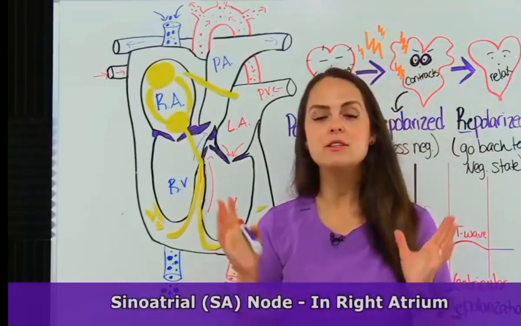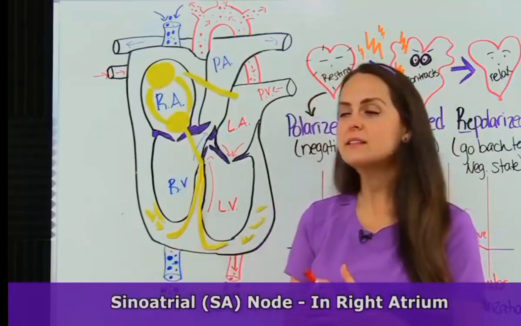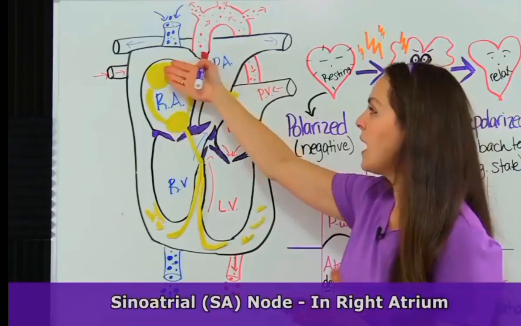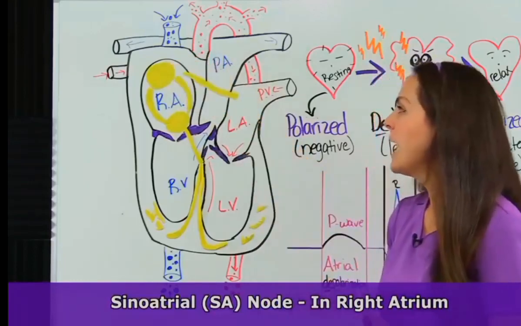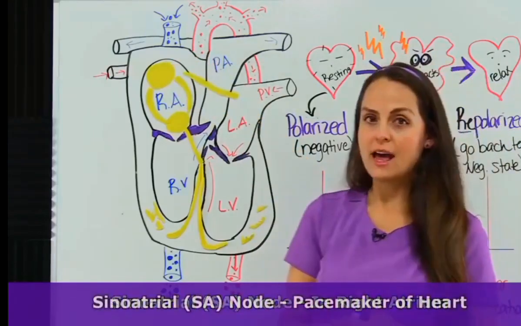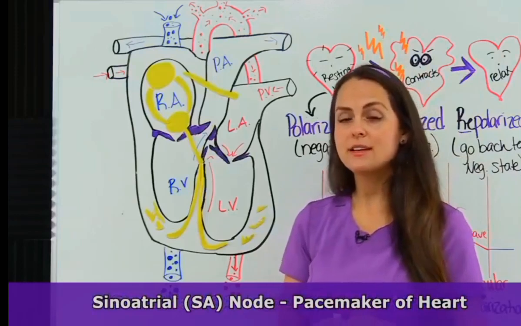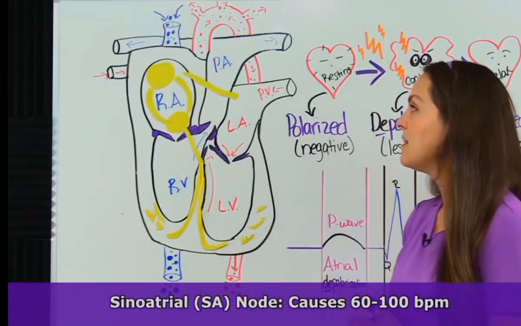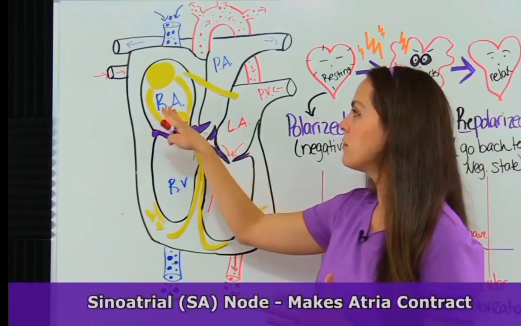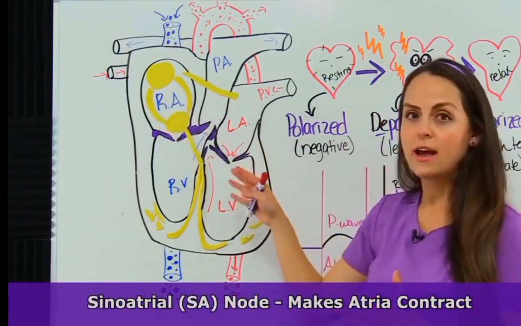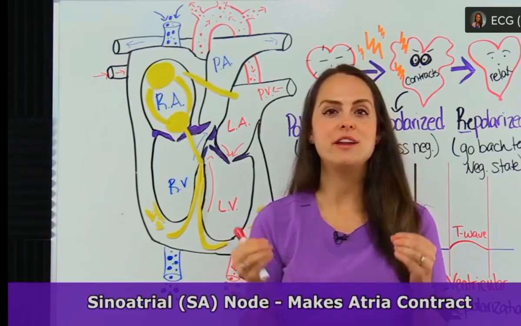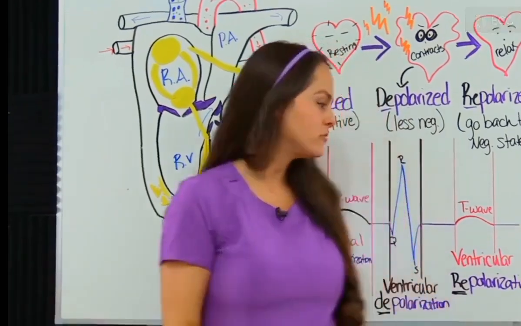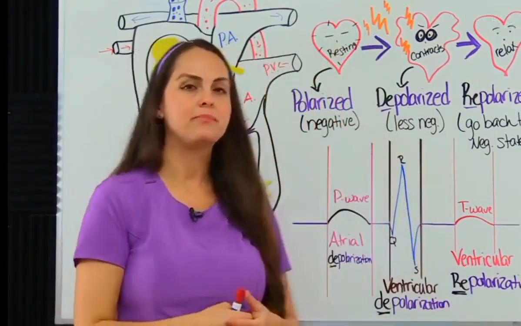The SA node stands for sinoatrial node, and it's located in the right atrium in the upper part of it. And we like to refer to this as the pacemaker of the heart because it causes your heart to beat at a rate of 60 to 100. Now, the SA node is responsible for making the atria contract. So when it fires, it causes atrial depolarization.